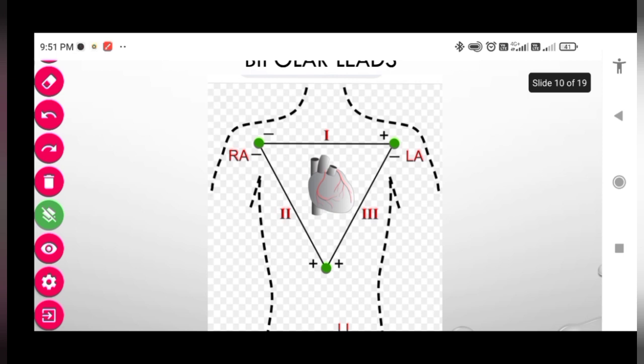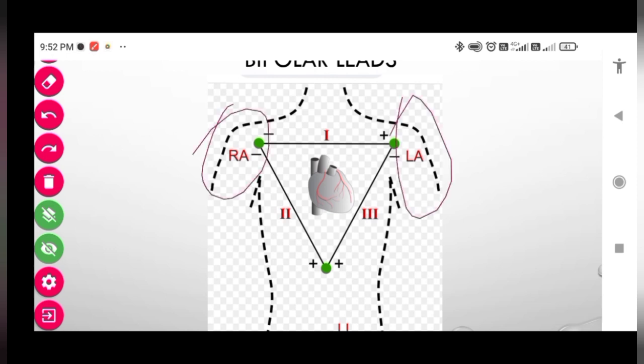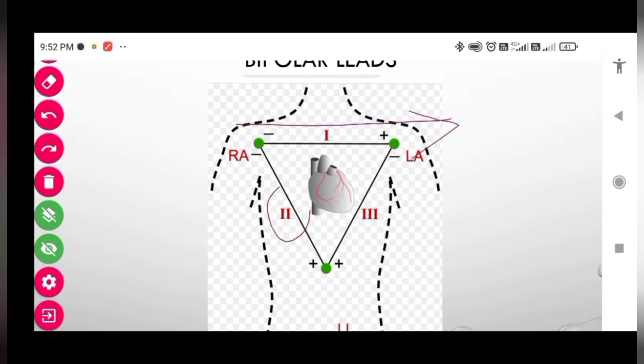Let's see the bipolar leads. There are 3 bipolar leads, as you can see here, that is 1, 2 and 3. Lead 1 has two electrodes. These record the electrical potential difference between the right arm and the left arm. The electrode is placed with the negative symbol on the right arm, so it is from the right arm to the left arm.